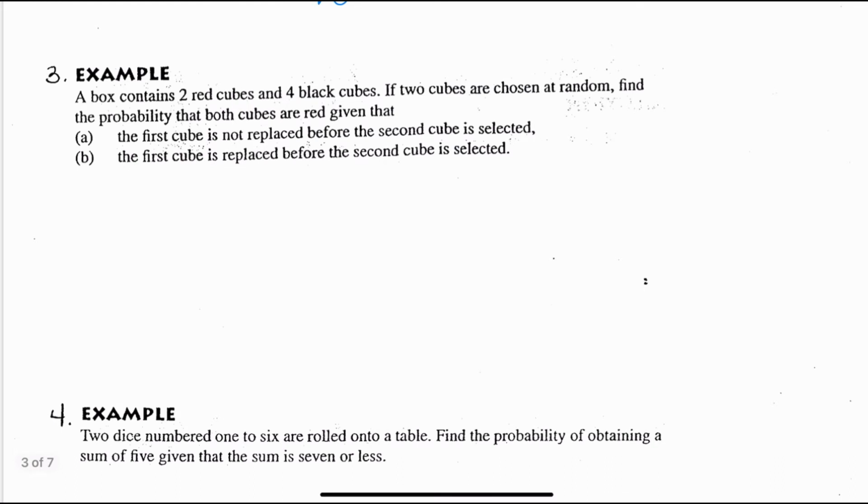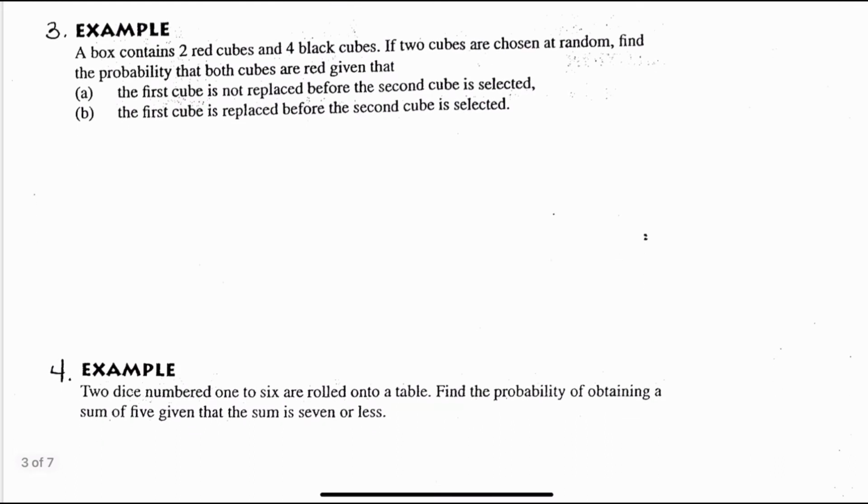Number 3. A box contains 2 red cubes and 4 black cubes. If 2 cubes are chosen at random, what's the probability both cubes are red, given that the first cube is not replaced before the second cube is selected? So in this particular problem, we want the probability of picking 2 red cubes, so red and red. In part A, it is without replacement because we are not replacing the first one before going back to pick a second cube from the box.